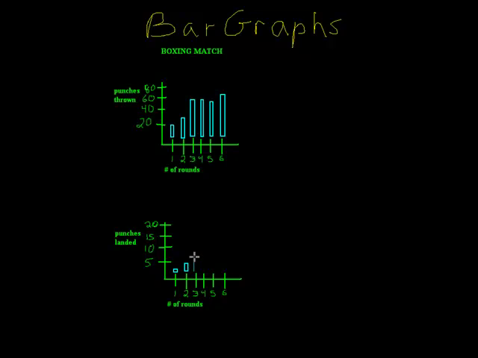And in round 3, let's say it was a good round and they got about 7 punches in. In round 4, about the same. Then in round 5, a little bit less. And in round 6, maybe 1 or 2 punches. Now let's look at the 2 different graphs. One's looking at punches thrown, and the other's looking at the punches that actually hit the opponent.